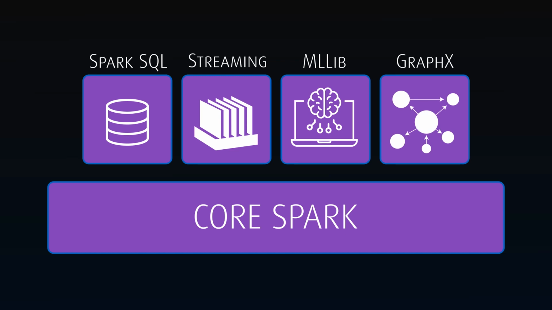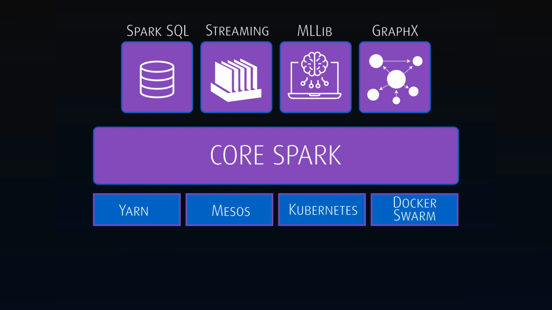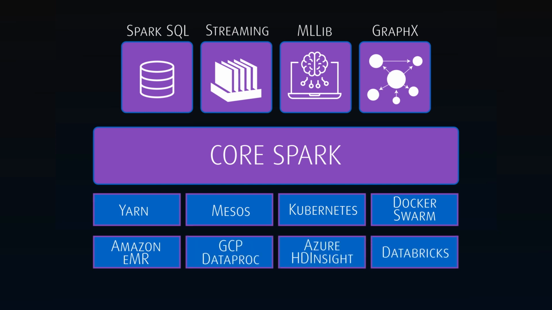Spark can be run on a processing engine such as Hadoop Yarn, Cloudera and Hortonworks use this, as well as Apache Mesos, Kubernetes, and Docker Swarm. A managed Spark solution can be used with Amazon EMR, Google Cloud Dataproc, and Azure HD Insight, as well as Databricks across platforms. The most important feature of Spark is speed.